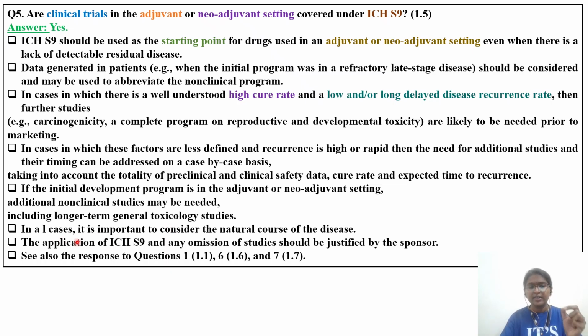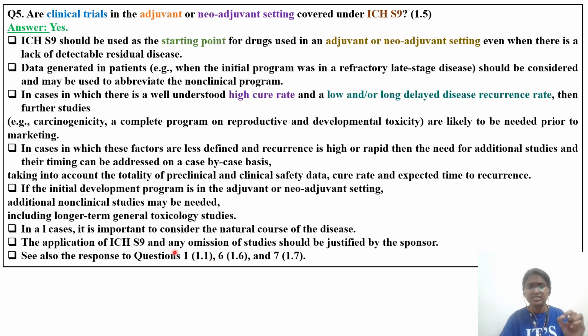In a case, it is important to consider the natural course of the disease. What is the disease progression? You have to understand the pathology of the disease, how it is starting, whether relapsing is there, refractory is there. These things you have to see: the nature and course of the disease.